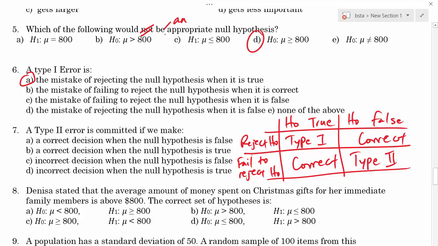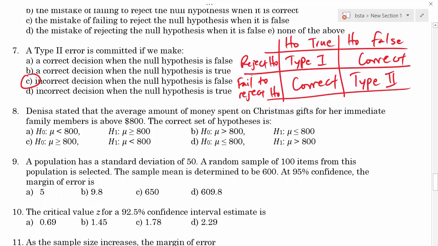Number 7, type 2 error is C. Now, it cannot be A and B because A and B say they are correct, right? If you made an error, you did not make a correct decision. So wrong. And then B and C, you can only commit a type 2 error when the null hypothesis is false. Number 8. D is good because it says above.